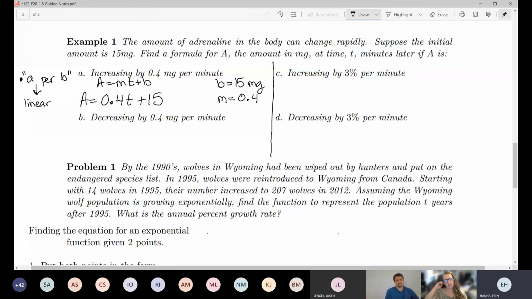And then in part B, the only thing that's different now is that it says decreasing instead of increasing. Now that doesn't change where we've started at all. We're still starting with 15 milligrams.